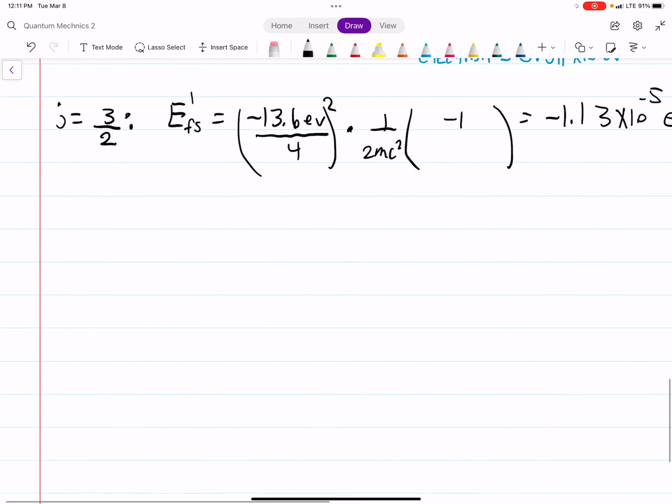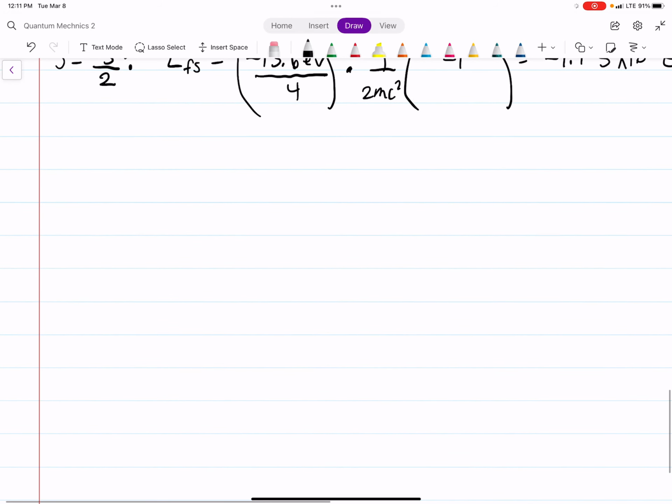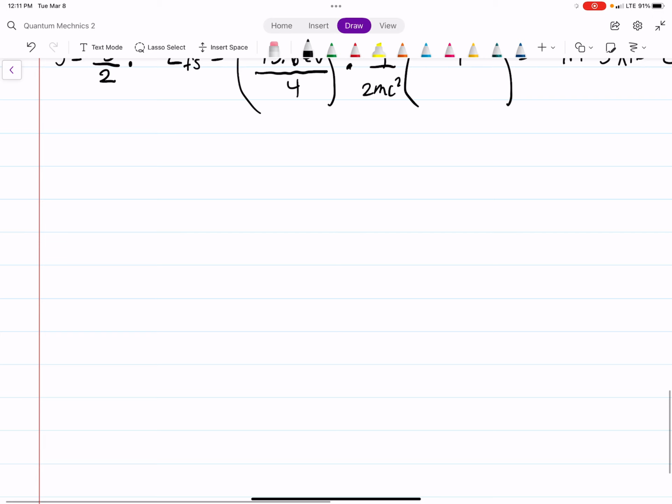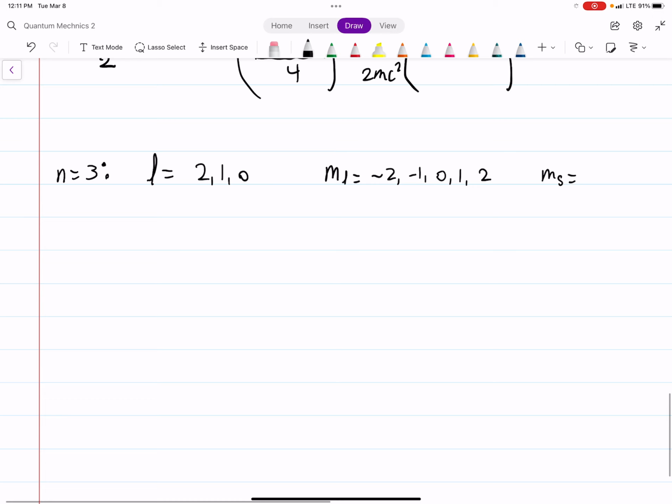So that was for the n equals 2 state, but there was also n equals 3. Not m, n. And L could be 2, 1, 0. So m sub L could be minus 2, minus 1, 0, 1, 2. M sub S is still plus or minus 1/2. That doesn't change.